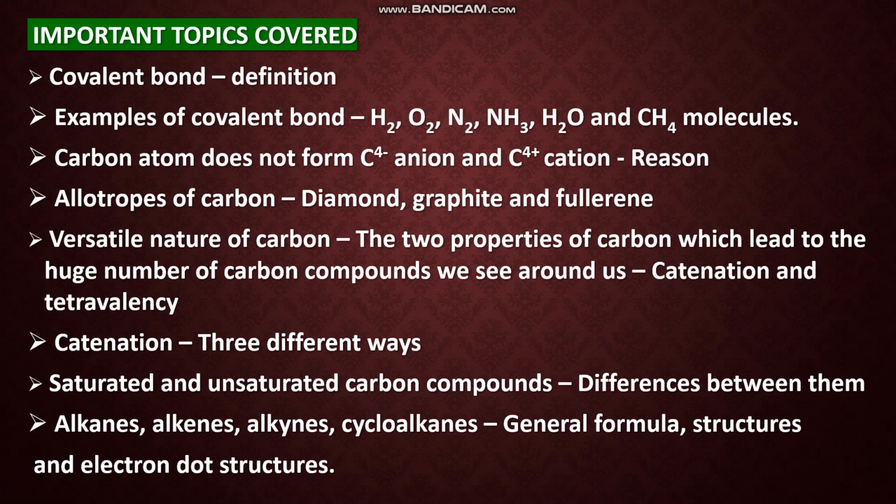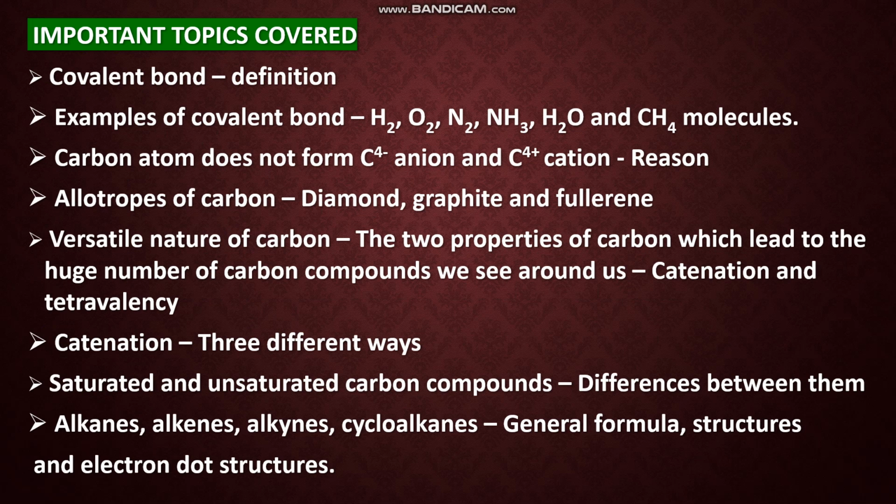Next, we'll discuss the important topics we have discussed in this lesson. First one, covalent bond. What is the definition of a covalent bond? The chemical bond formed by sharing of electrons between the atoms. So we have learned examples also of how the covalent bond is formed in H2 molecule, O2, N2, NH3, that means ammonia, H2O, that is water, and CH4, that is methane molecules. How the sharing of electrons takes place, how we can represent the bond formation diagrammatically, how we can represent the electron dot structure, all this we have learned.